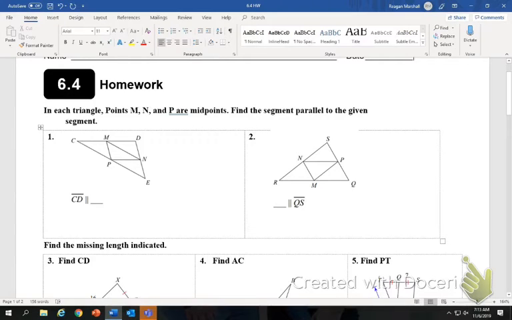We're going to go ahead and grade 6.4 homework. Please make sure it says "graded by" at the bottom. I'll give you a moment to do that. Graded by and then your name at the bottom.